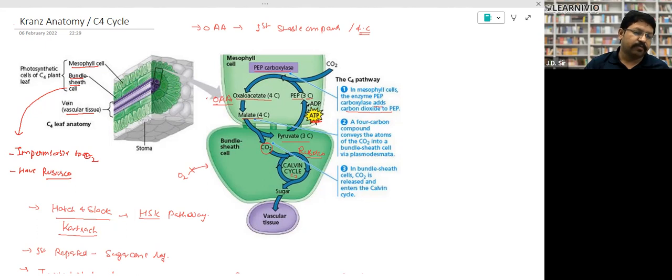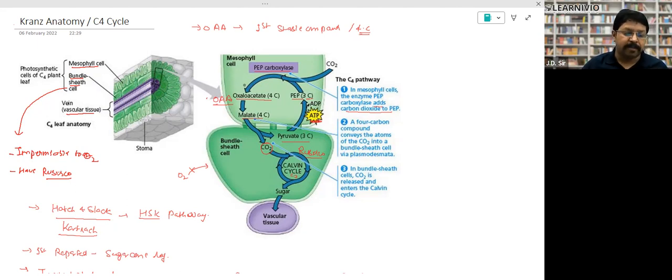In the structure of the leaf, at the mid vein, there is a vascular bundle, xylem and phloem. Around the xylem and phloem, there are very big cells. These are called bundle sheath. They cover the xylem and phloem. And above the bundle sheath, there are mesophyll cells. Mesophyll cells are those which are photosynthetic.